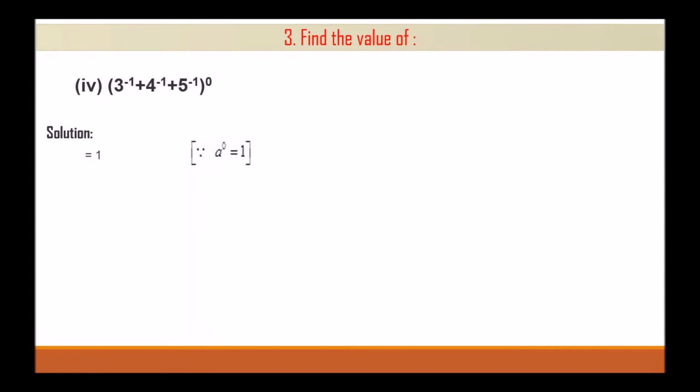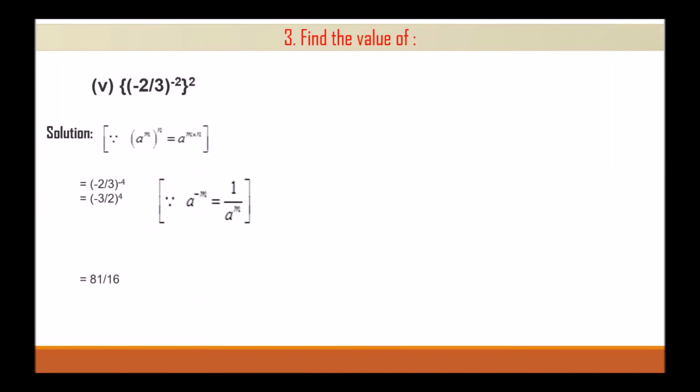Fourth question, (3 raised to minus 1 plus 4 raised to minus 1 plus 5 raised to minus 1) whole bracket raised to 0. If any number has exponent 0, then the answer is 1.